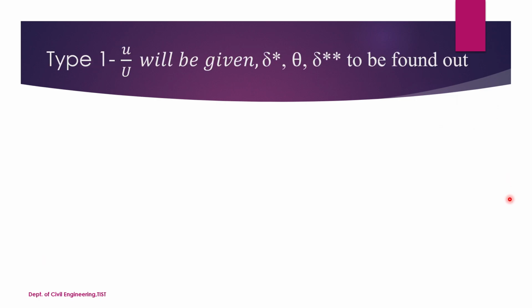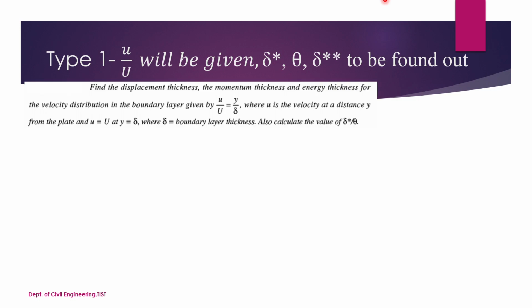So now we'll discuss type 1. In type 1, as I told you, U by U, that is the velocity profile, will be given. We have to find out delta star, theta and delta double star. We have already studied equations for delta star, theta, delta double star, so you just have to apply those equations. So this is an example.